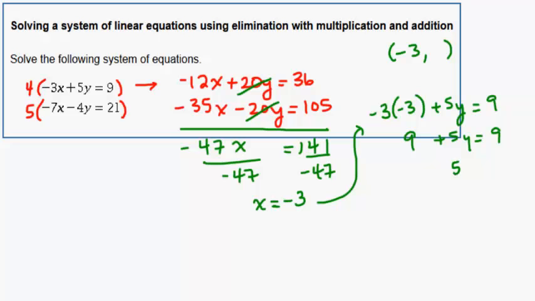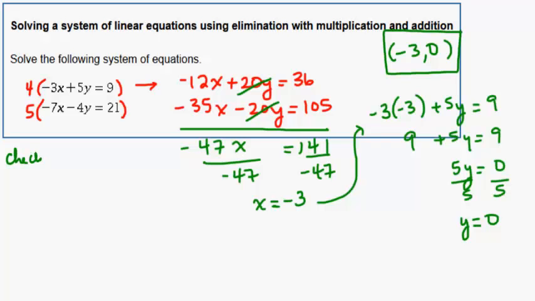Subtract 9 from both sides. I get 5y is 0. And if you recall, if you have 0 and you divide it by 5, you still have 0. So that tells me the ordered pair (-3, 0) is the solution to this system of equations. So you can feel good about that, but I would strongly suggest that you still go back and check it.